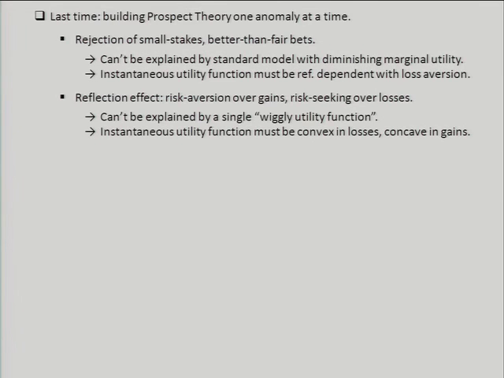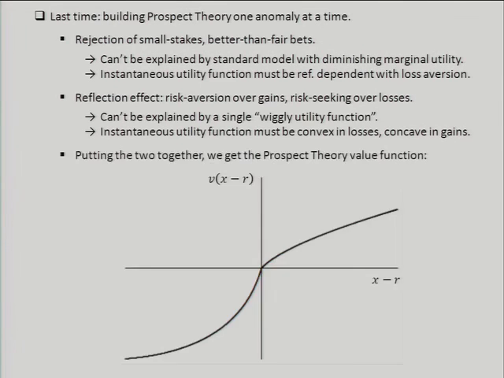This reflection effect, that people's risk preference flip-flops when the sign of the outcomes goes from positive to negative, can't be explained by expected utility theory with a wiggly utility function for a variety of reasons that we went over. And again, I hope I convinced you of that. And so if we have already concluded that the instantaneous utility function is some kinked loss aversion type of thing, then it must be the case that it's convex in losses and concave in gains. And so we came up with something like this.